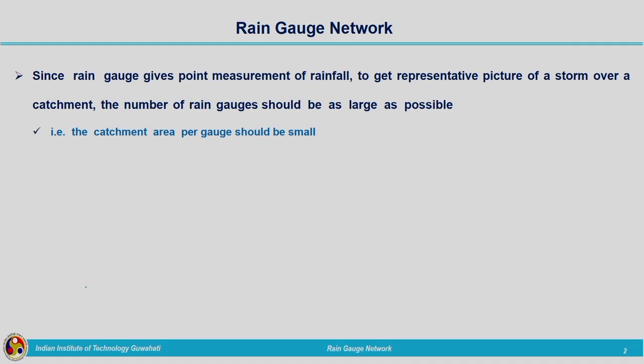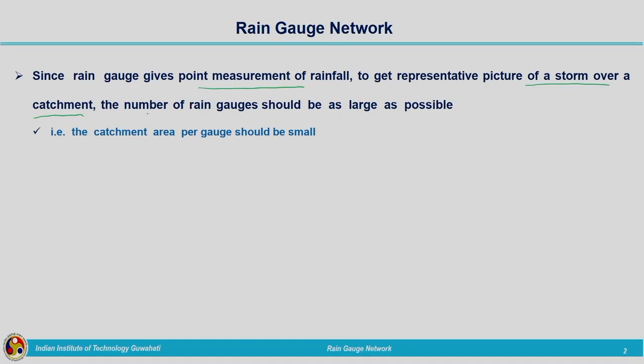Now, let us look into the rain gauge network. As I told you, rain gauges give us a point measurement of rainfall. That rainfall we consider as the storm over a catchment. So, if we have a single rain gauge at a particular location within a certain area, we are assuming that the rainfall measured by that rain gauge gives us the details about the rainfall in the entire catchment. So, the number of rain gauges should be as large as possible; then only will we get an accurate measurement of the rainfall in that catchment. So, the catchment area per rain gauge should be small.